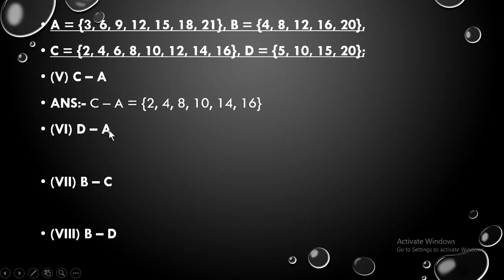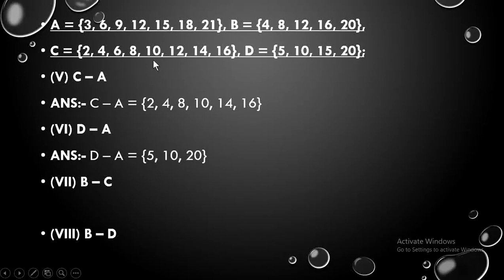Next, D minus A. Check D minus A. Only 15 is the element which is present in both D and A. Now when you do D minus A, you will remove 15, that is the common element, and you will write 5, 10 and 20, that is the leftover elements of set D, because set D is given first.